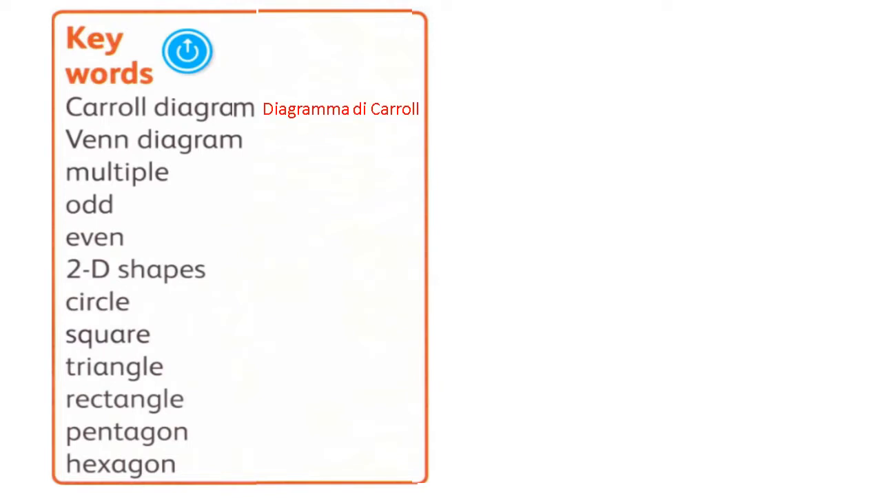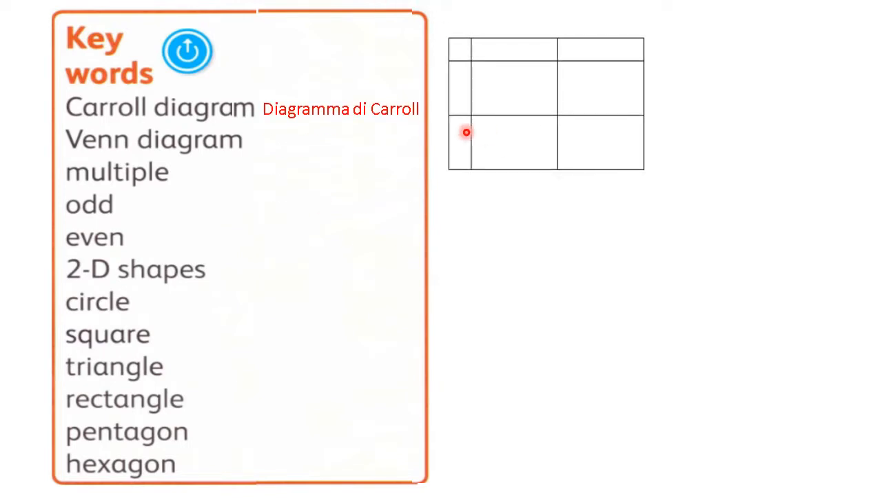Carroll diagram. This is a Carroll diagram. We can use it to sort things. Today we're going to look at a Carroll diagram in detail. Venn diagram. This is a Venn diagram, and it is another way of sorting things. Do you remember this? We looked at it at the beginning of the year.